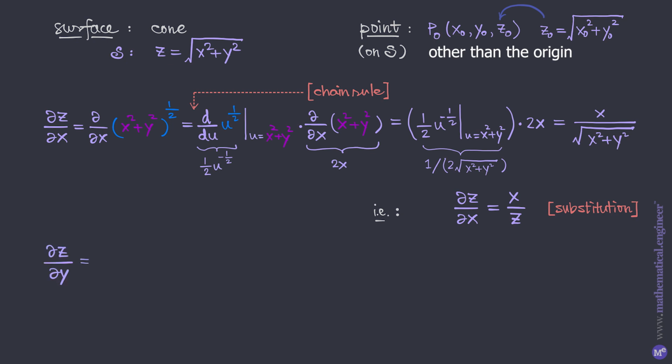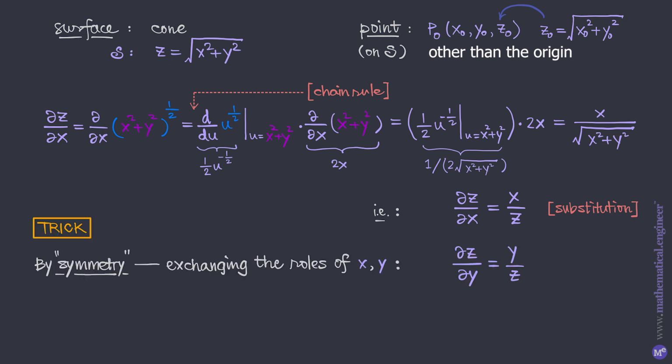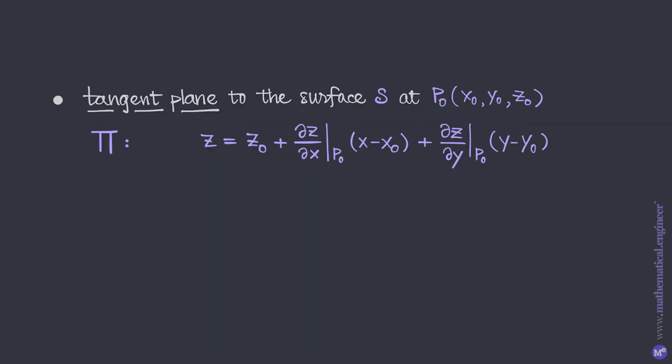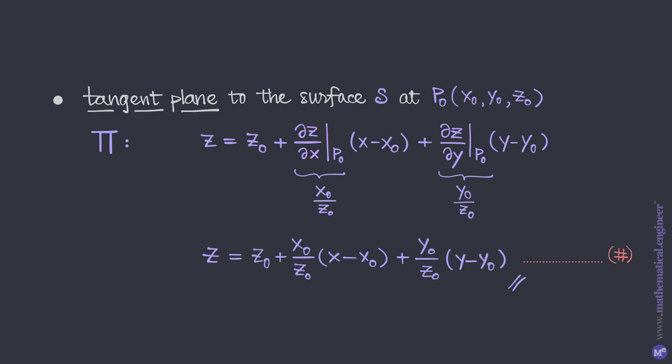Now let's get the other first partial. We're going to use a trick here. Because of the symmetry of z in x and y, we swap x and y in partial z partial x to get this. Now evaluate the two partials at P0. We have all three pieces needed to get the equation of the tangent plane. This is where we left off before computing the partials. Plugging in the partials, we immediately have the equation of the tangent plane pi. Let's label this equation using the pound sign.